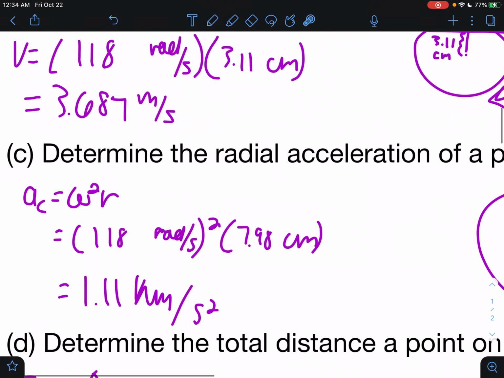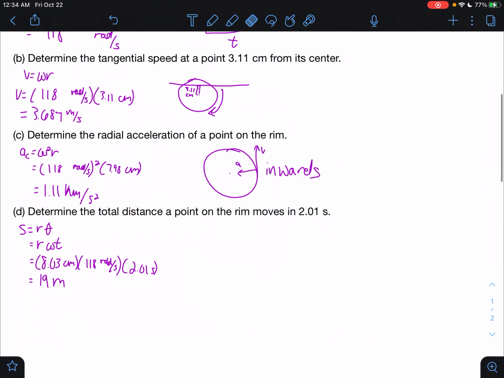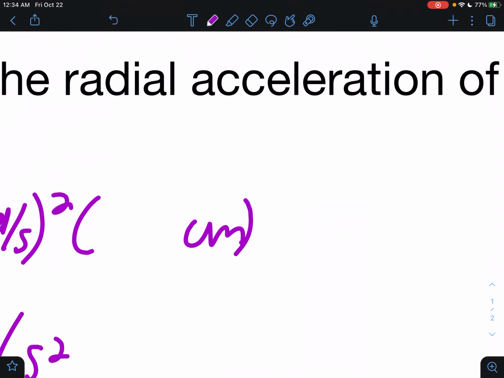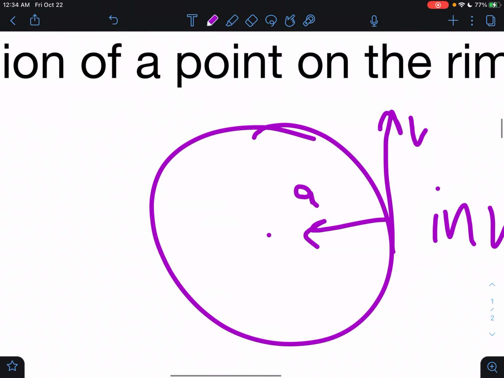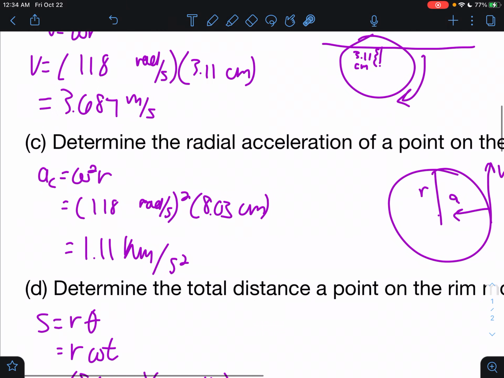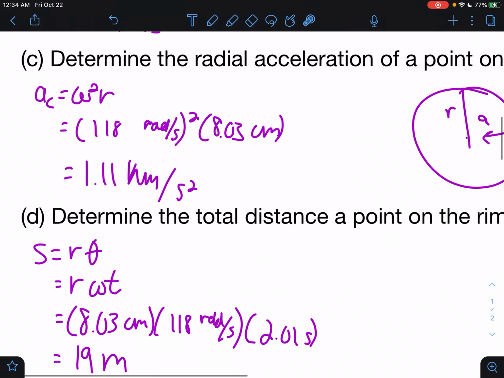So this is that essential 118 radians per second squared, and this is supposed to be 8.03. I don't know why it's something else, but okay, oopsies. So this is our angular velocity, and then this is the distance from the center to the rim, which is just the radius, 8.03, and then you get 1.11 kilometers per second squared, which I thought was so weird. Another thing that tripped me up, why is it in kilometers? There's no point for it. I know it's a big number, but we can handle the thousands.